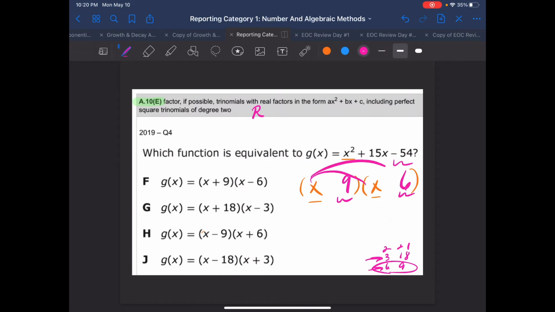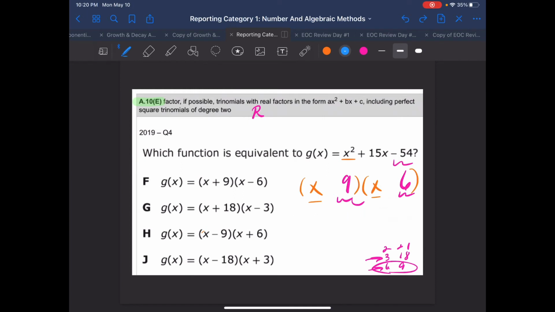So instead of distributing the whole problem, I'm going to check my middle terms. 9 times x is 9x. 6 times x is 6x. 9x and 6x should add up to give us positive 15x. So that would be positive 9x, positive 6x. But 9 times 6 gives us positive 54. We want negative 54. Therefore, this is not correct.